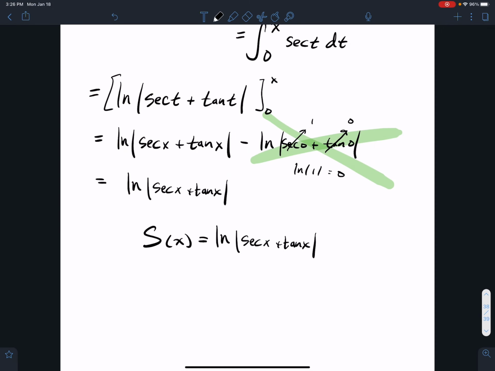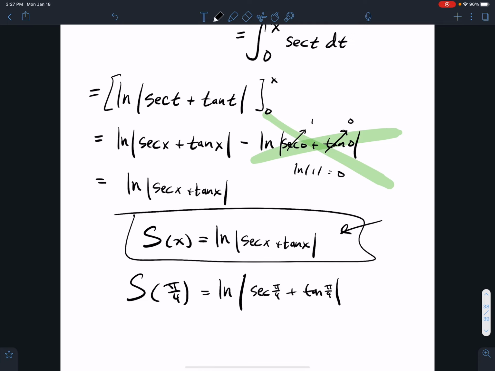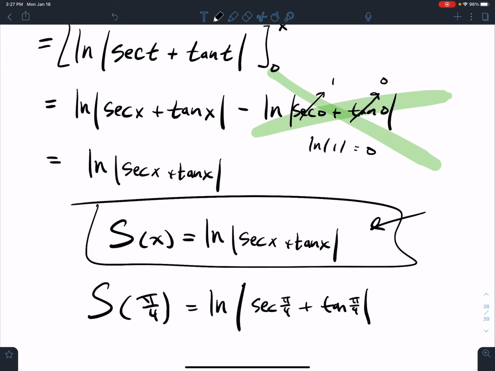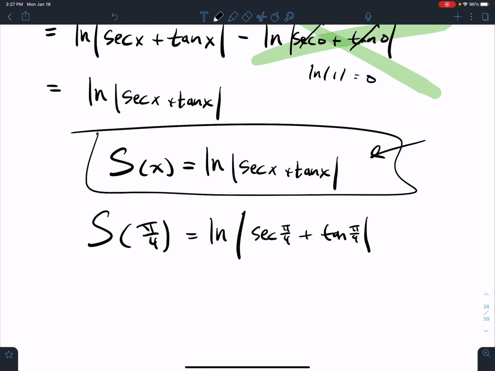Okay, so let's do like s of pi over 4 here. So what is that going to be? Well, that's the natural log of secant pi over 4 plus tangent pi over 4. So look, I'm doing extra here. This is the answer. That's the arc length function. I'm just showing you how to use this arc length function, what it actually means, right?